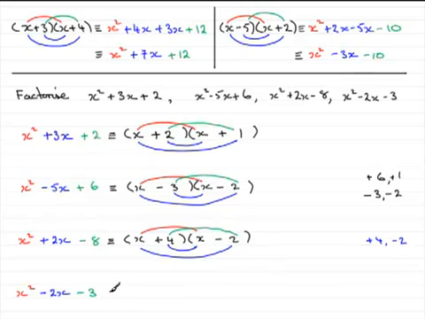Okay, we've got one more to go. Again, two brackets, x and an x, and you'll notice in this one we've got a minus and a minus. What's it going to be? It's got to be a minus 3 and a plus 1. Minus 3 and a plus 1. Minus 3 times plus 1, minus 3. And on this loop we've got minus 3x, and on this one we've got plus x, which gives minus 2x.